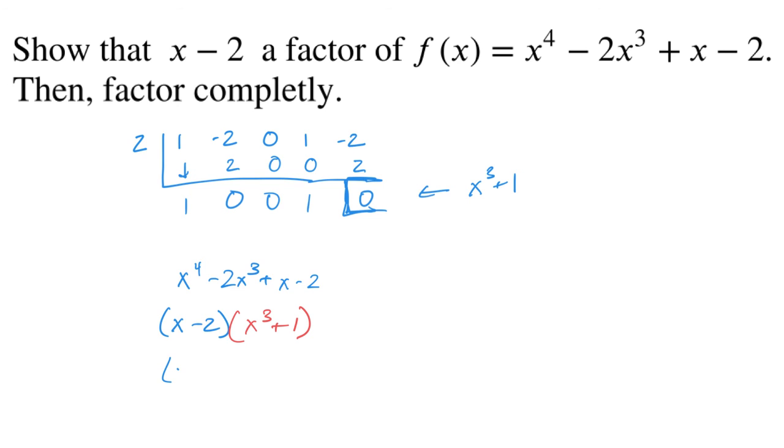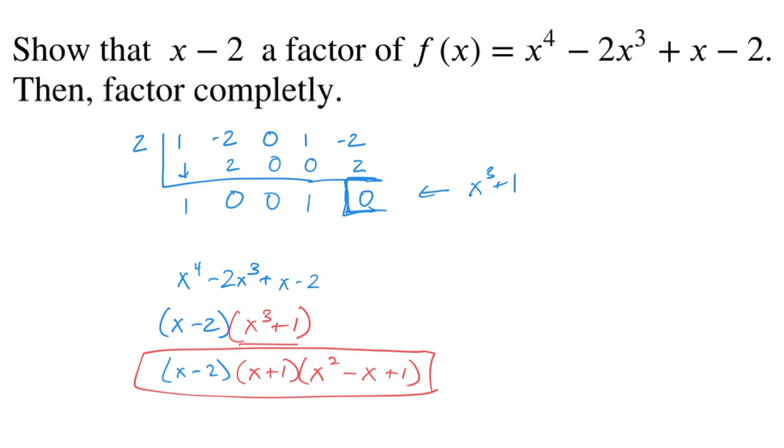And now it's all about factoring down what I have left. So this x to the third, I'm going to keep factoring. That's a perfect cube binomial, so I'm going to use that shortcut and factor it down further.